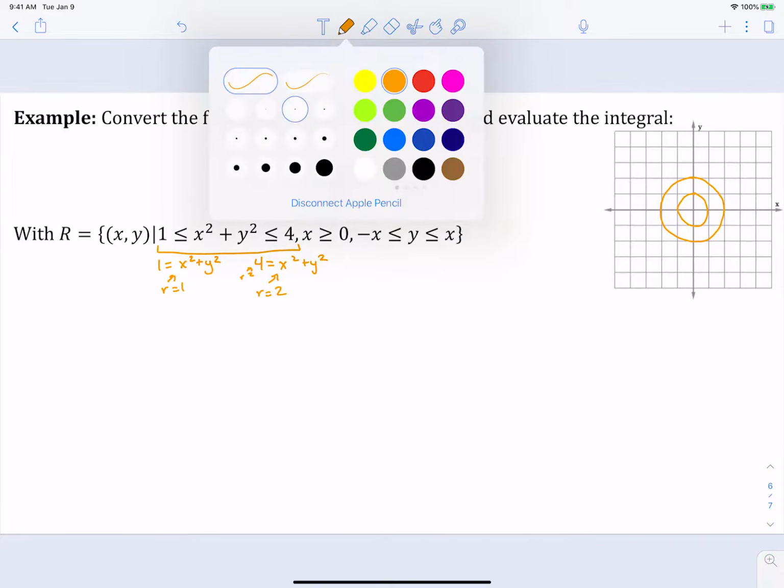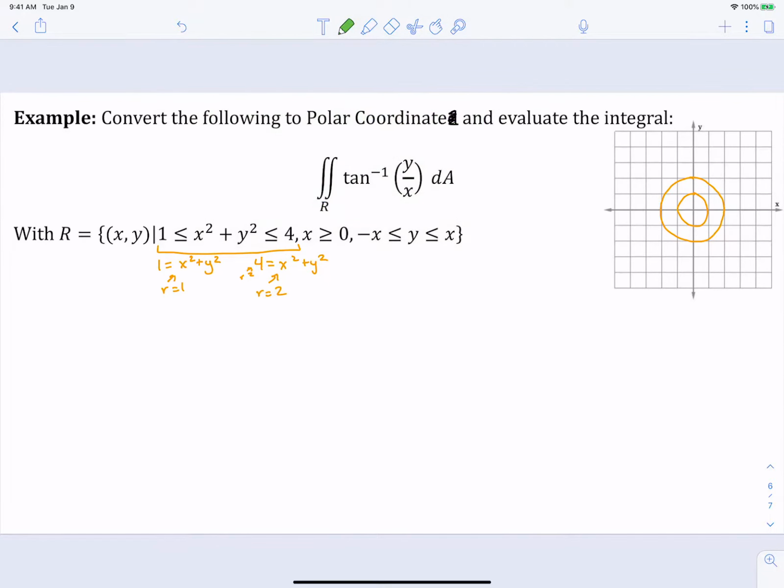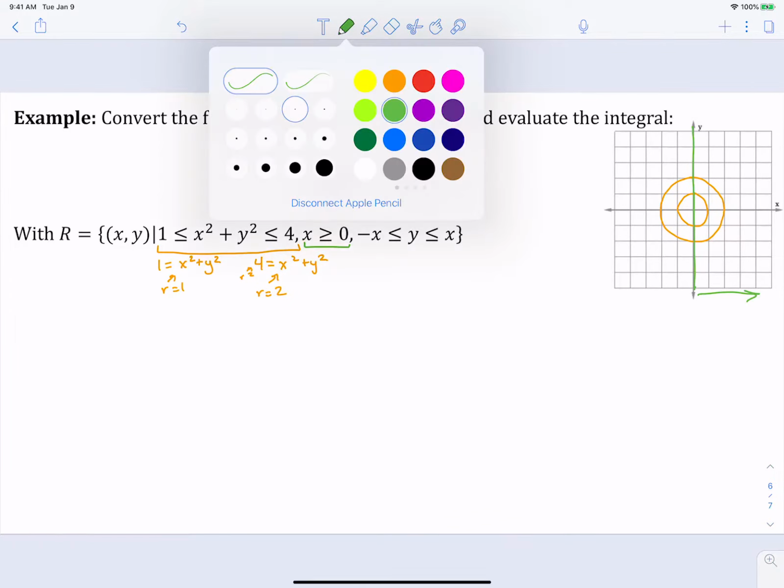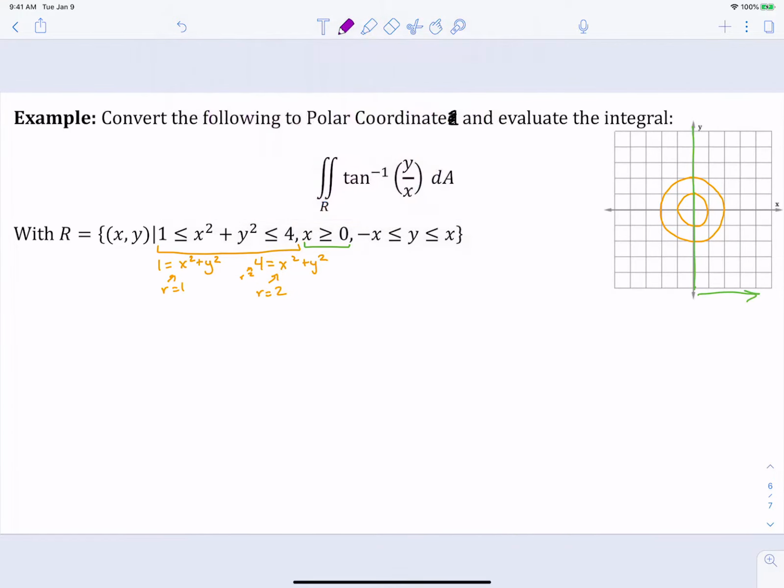All right, what other restrictions do they have on us? They're telling us that y is greater than or equal to 0. So that's telling us that we are using just this part of our coordinate plane. Okay, what else are they telling us here? Then they give us that y has to be in between negative x and positive x. So those are two linear functions, and they both go through the origin. So it's got to be in between those. So if we draw those lines in, there's our two lines there.